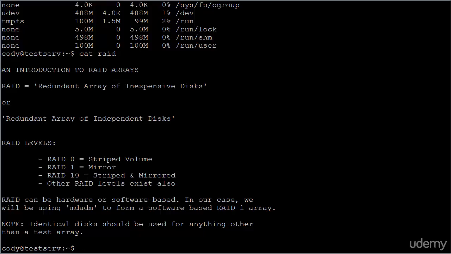Hopefully you have a decent understanding of what RAID is. Let's move on now to creating a RAID 1 array using MDADM.